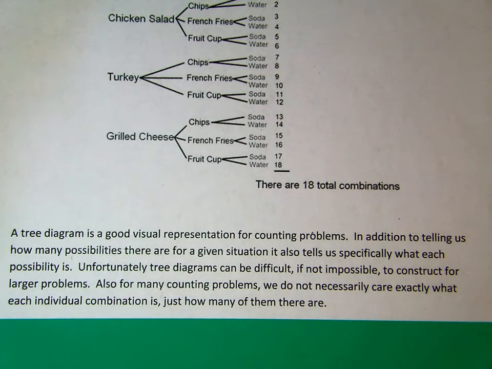Our tree diagram is a good visual representation for counting problems. In addition to telling us how many possibilities there are for a given situation, it also tells us specifically what each possibility is.